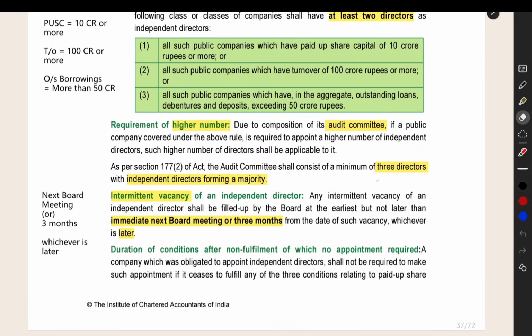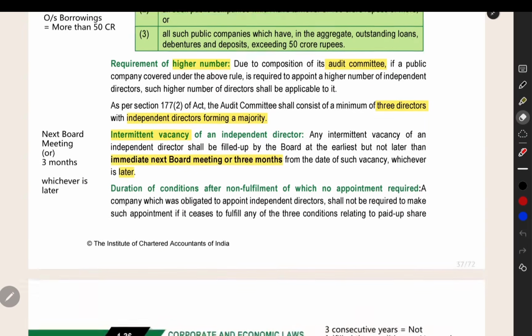The next point is under the Companies Act, we have to appoint an audit committee for certain companies. In that audit committee, minimum 3 directors should be there, and the majority should be independent directors. Due to that requirement, if you need to appoint more independent directors, you have to appoint such extra number of independent directors as may be required. If there is any intermittent vacancy for an independent director, you have to fill it in the next board meeting or within 3 months, whichever is later. Within this time limit, you have to fill the vacancy.